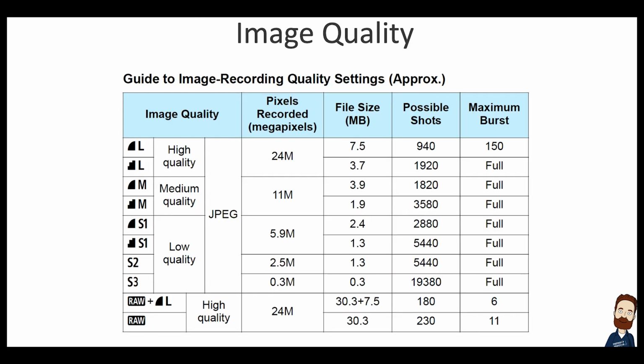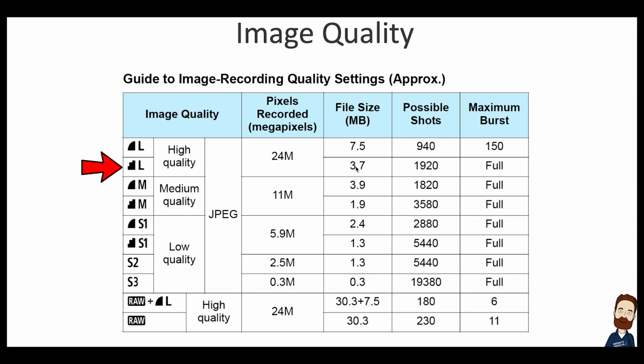This kind of grid is going to be in every camera manual that you can download for free. Just Google your camera and the word manual, and you can download the PDF and find this exact same file for your specific camera. For this camera, which has a 24 meg sensor, it's telling me that if I set my setting at large fine, my compressed file stored on the memory card is going to be 7.5 megabytes.